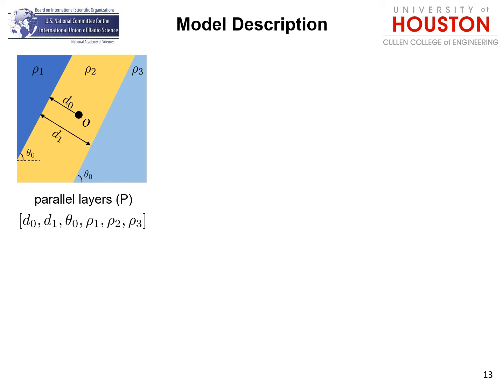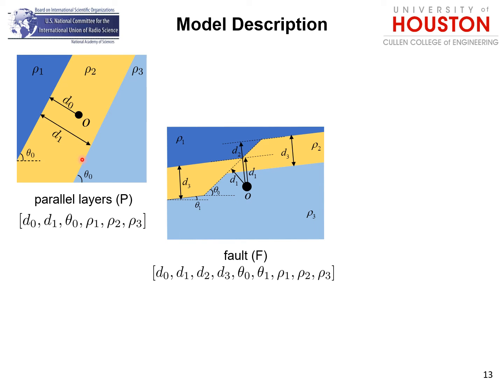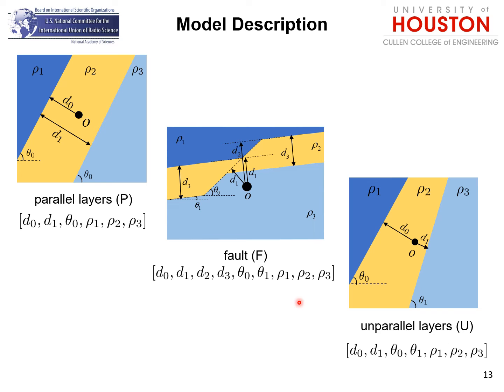In this slide, we just show three types of formations. The first one is the parallel layer. It can be described by 6 parameters. And the second one is the fault. It can be described by 9 parameters. And the third one is the unparalleled layer. It has 7 parameters.